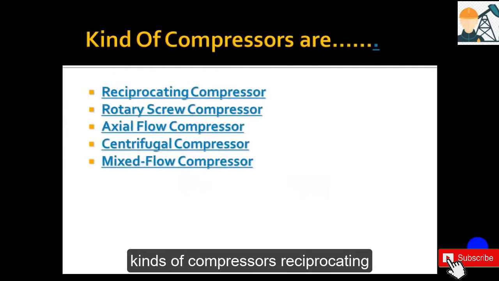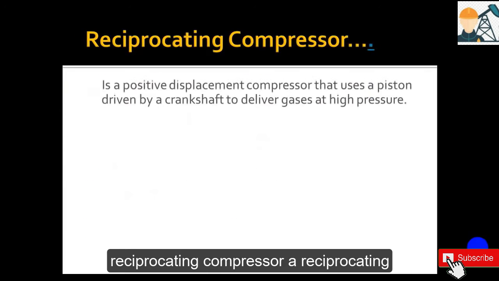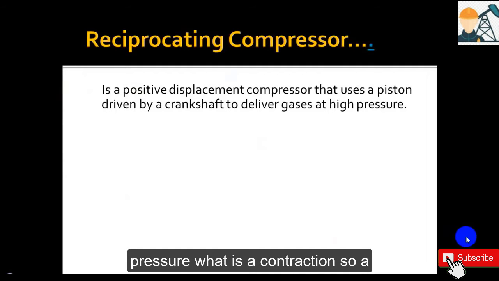There are some kinds of compressors: reciprocating compressor, rotary screw compressor, axial flow compressor, centrifugal compressor, and mixed flow compressor. Reciprocating compressor. A reciprocating compressor is a positive displacement compressor that uses a piston driven by a crankshaft to deliver gases at high pressure.